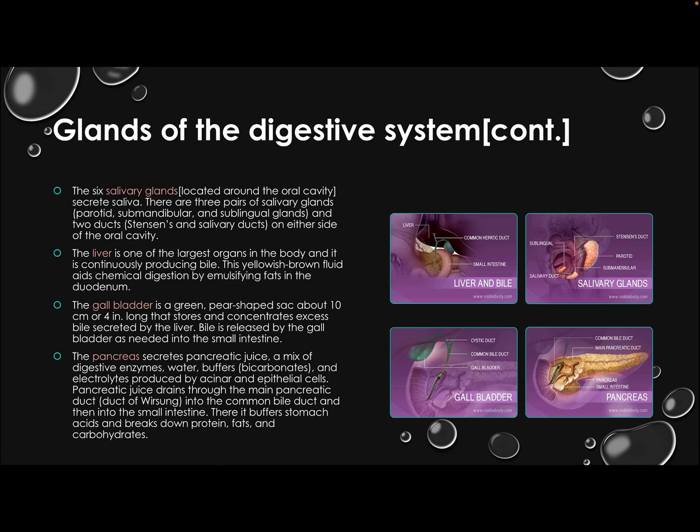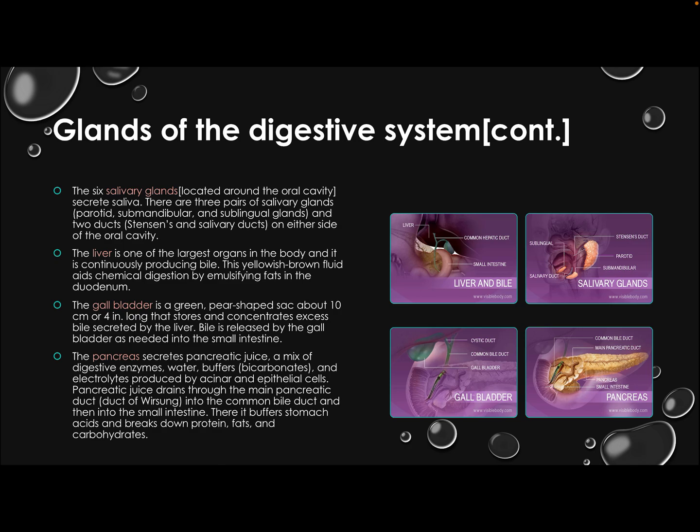Let's start off with the salivary glands. There are 6 salivary glands, which are located around the oral cavity. These secrete saliva. There are 3 pairs of salivary glands: parotid, submandibular, and sublingual glands, and 2 ducts, Stensen's and salivary ducts, on either side of the oral cavity.